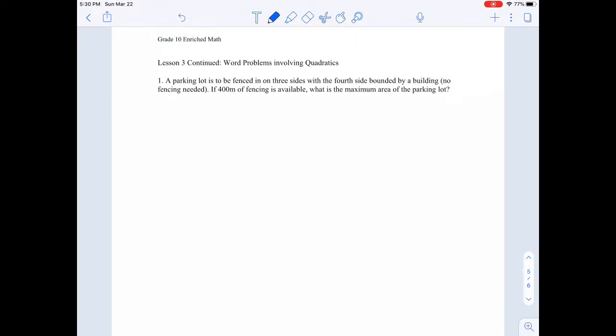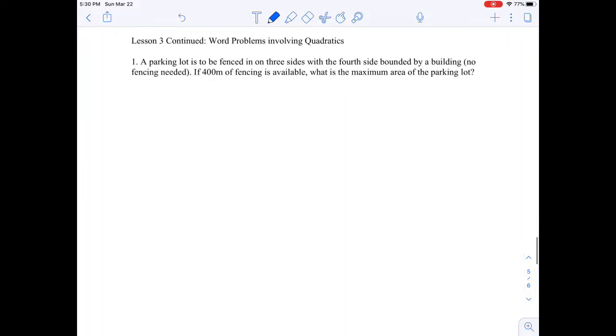These are word problems involving quadratics, and what's special about these examples is they're all going to end up being in factored form. When I read the question, the goal here is to create a quadratic to describe the words in the question, but my quadratic should be in factored form. And then what most of these or all of these questions boil down to is finding the vertex.